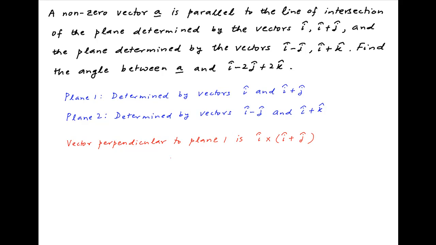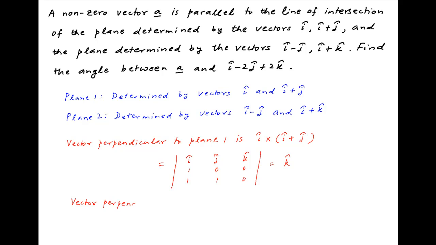which can be expressed as a determinant with the first row being i, j, k, the second row being the components of vector i, which is 1, 0, 0, and the third row being the components of vector i plus j, which is 1, 1, 0. This simplifies to be equal to k.